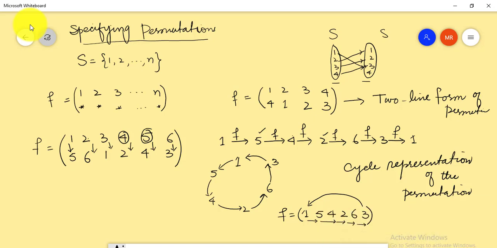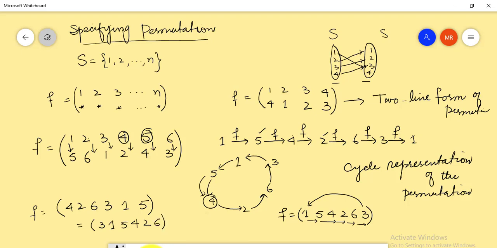Since the cycle has no starting point, this can equivalently be represented as, if you don't start from 1, we can start from, for example, 4. So 4 is mapped onto 2, 2 is mapped onto 6, 6 is mapped onto 3, 3 is mapped onto 1, 1 is mapped onto 5, and 5 is mapped back onto 4. Hence we stop here. Or equivalently, we can start from any symbol. If we start from 3, then 3 to 1, 1 to 5, 5 to 4, 4 to 2, 2 to 6, and 6 back to 3.